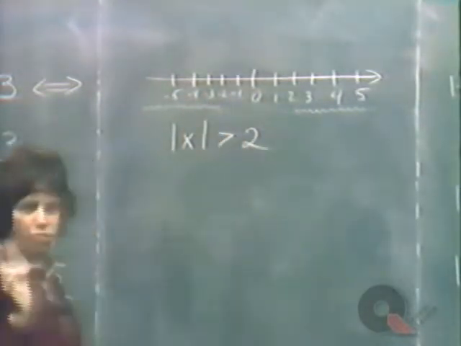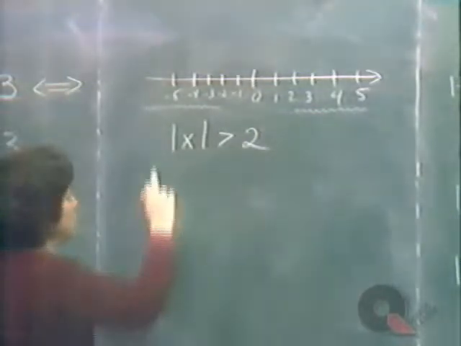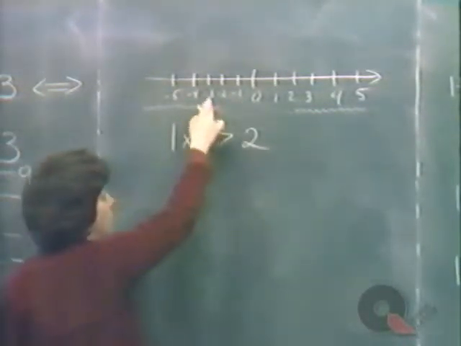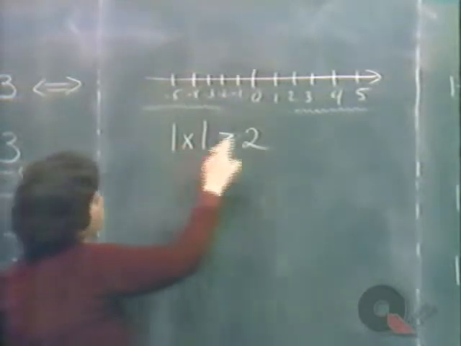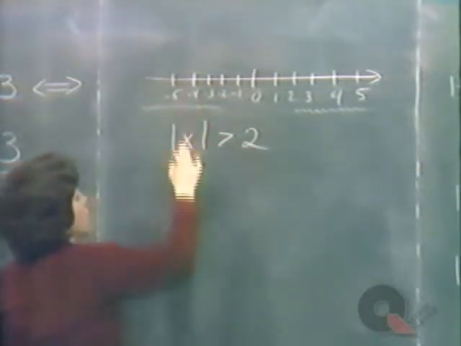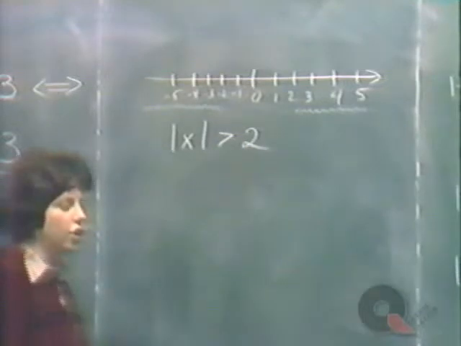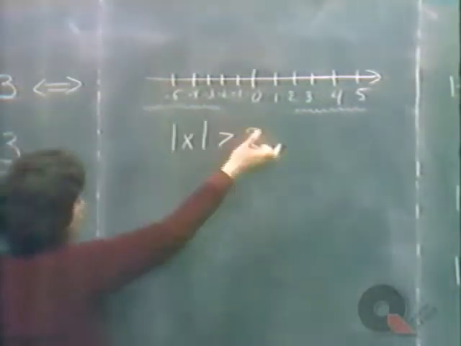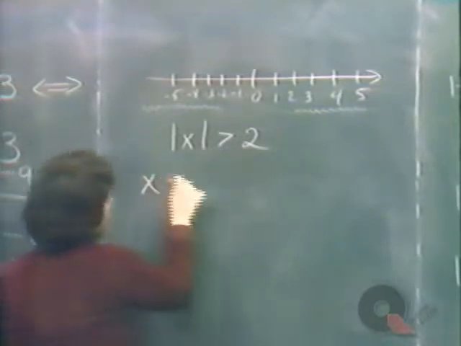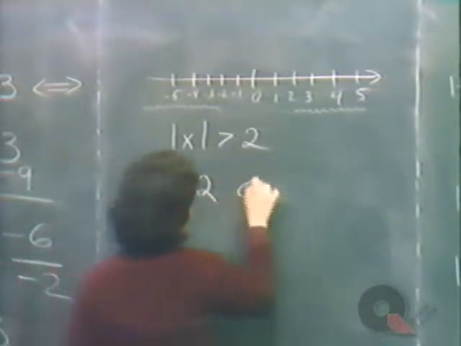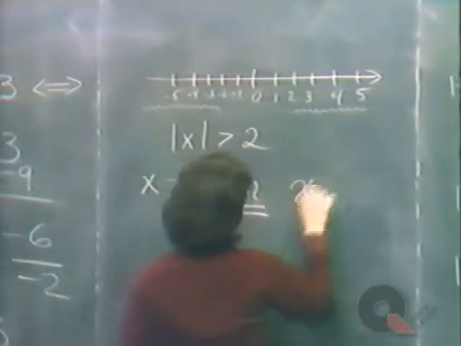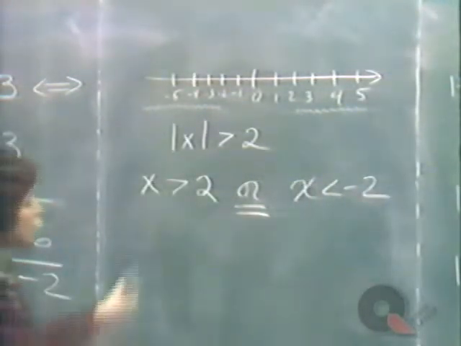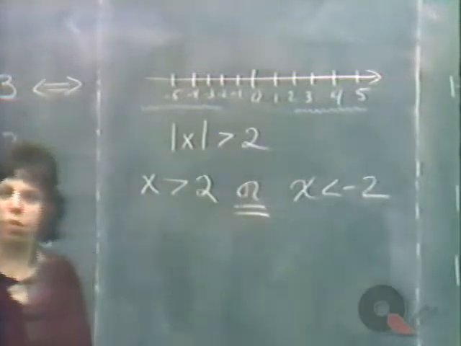While, for example, the number minus 3 is not greater than 2, minus 3 is less than 2. The absolute value of minus 3, that is, the distance between minus 3 and 0, is greater than 2. The absolute value of minus 3 is 3. That is greater than 2. The absolute value of minus 4 is 4. It's also greater than 2. So the solutions to this inequality lie on either extreme. That is, x can be greater than 2, or x can be less than minus 2. There is no way to combine this into one inequality.